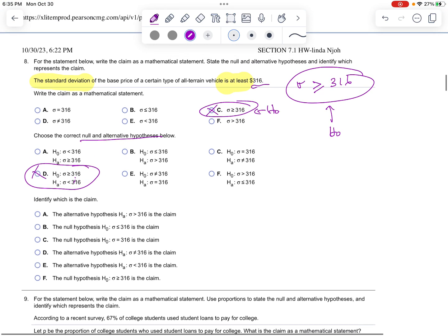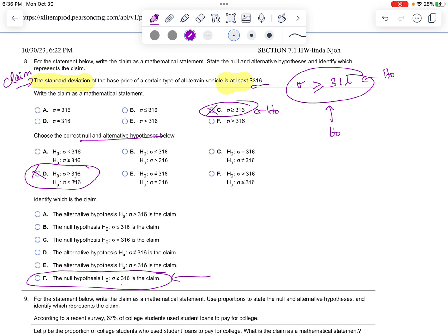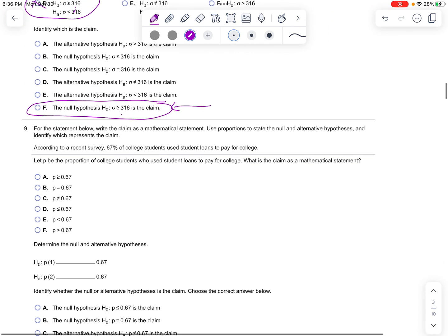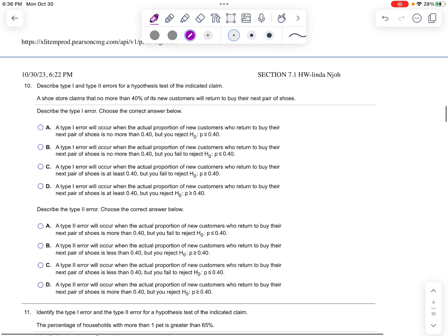All right. The claim, at least, is the null. That's what you read. That's your claim. The standard deviation is at least 316. It's the null hypothesis. So the choice should be F. This is what we call the claim. That's what's in the claim, the null. All right. So you guys can do 9 on your own.